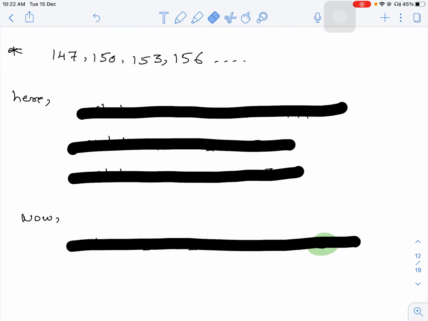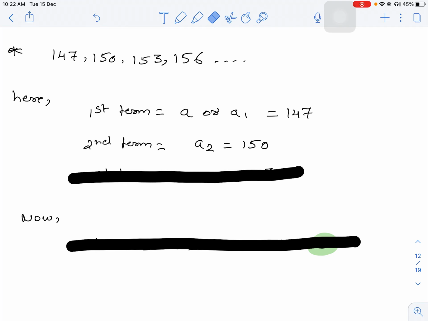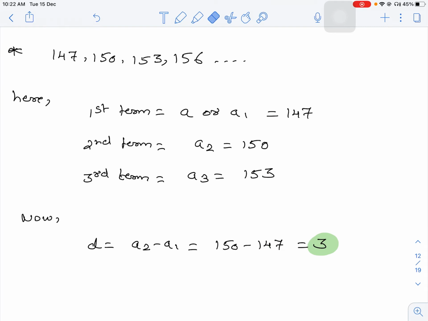Now consider a list of numbers 147, 150, 153, 156 and so on. In this list of numbers, our first term is given by either A or A1, and that is 147. Second term A2 is 150 and third term A3 is 153. Now from this we can find its D, that is the value of D, which is given by the difference of any two numbers. We have written here 150 minus 147, that is 3.